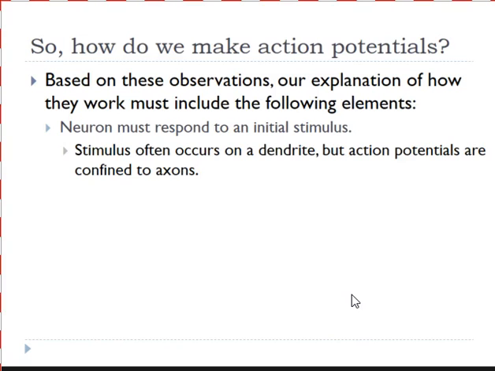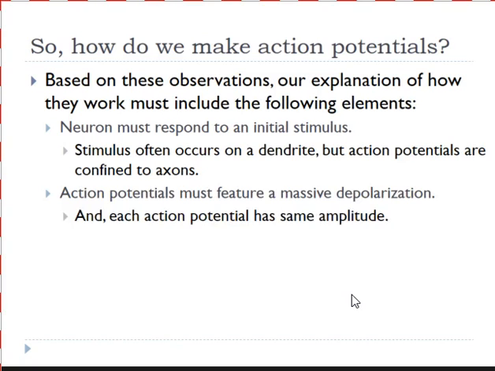So we need to have neurons that are able to respond to some initial stimulus. Like we said with the pain receptors, it's got to be some kind of an initial stimulus. And usually that stimulus is going to occur out on a dendrite. And then somehow that signal needs to get from the dendrite to the action potential. We're just going to assume that it does for now. When we get to the next chapter, chapter 5, we'll be looking at synapses. And when we talk about synapses, we'll talk about how we get from the synapse on the dendrite back down to the axon hillock of the next neuron in the sequence. But for now, we'll just assume that that happens. We'll talk a little bit about it, but not much in this chapter.